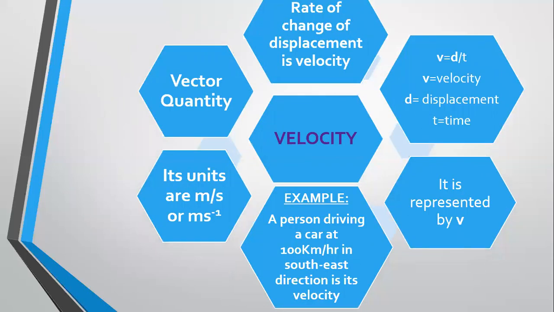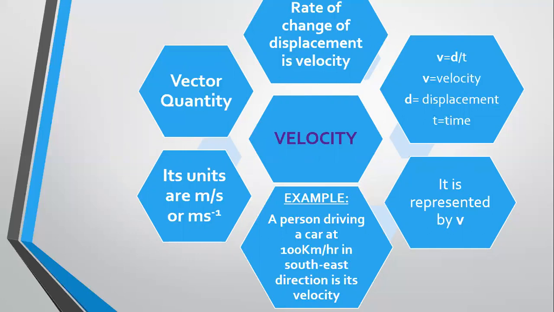Let's get familiar with velocity. The rate of change of displacement is velocity, or change of displacement with respect to time is velocity. Small letter v, but bold because it is a vector quantity. Similarly, small letter d, but bold because displacement is a vector quantity too. So the mathematical formula to calculate velocity is v is equal to d by t, where v is equal to velocity, small d is displacement, and t is time.